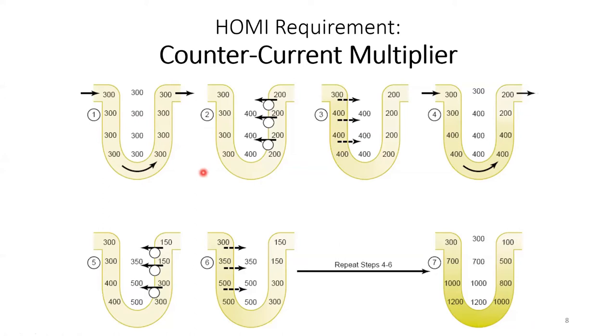Then the second thing to know about this diagram, how it's made, is that when you see these arrows, this arrow here and this swinging arrow, this arrow here, and then this arrow here, remember that this means that you have fresh fluid coming from the PCT into your loop of Henle. Just stay with this program here.